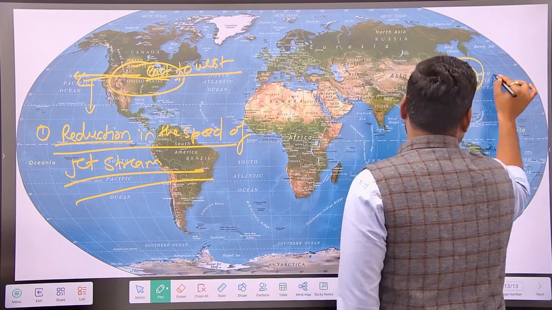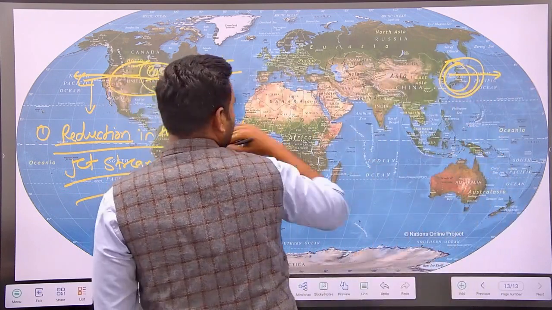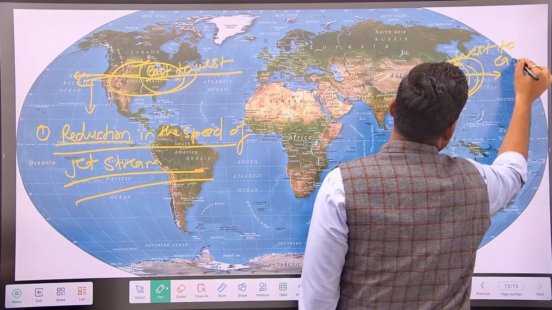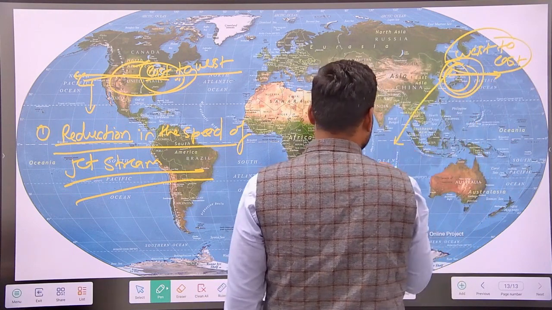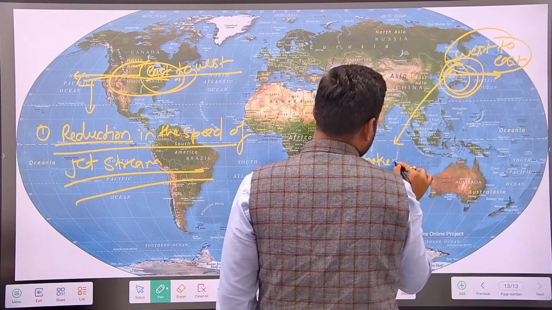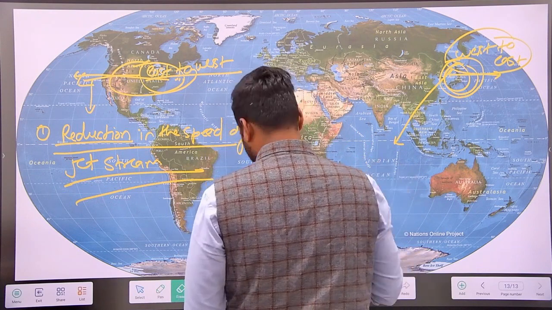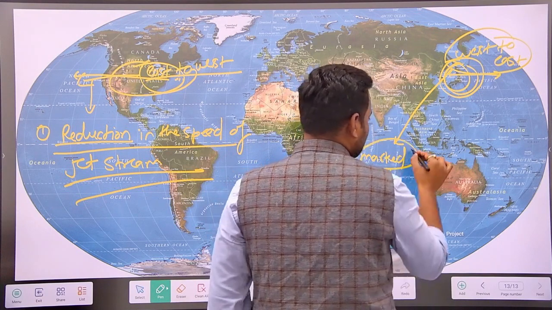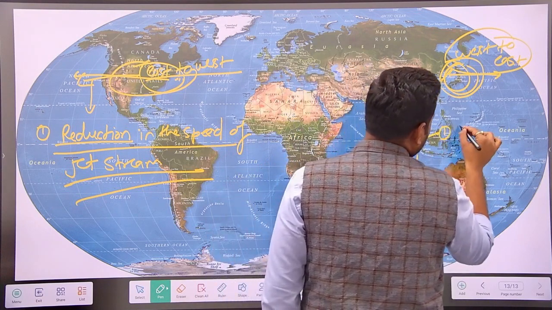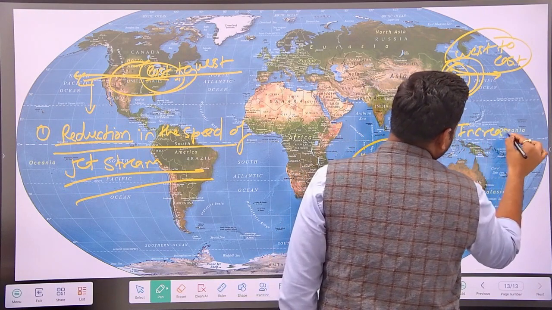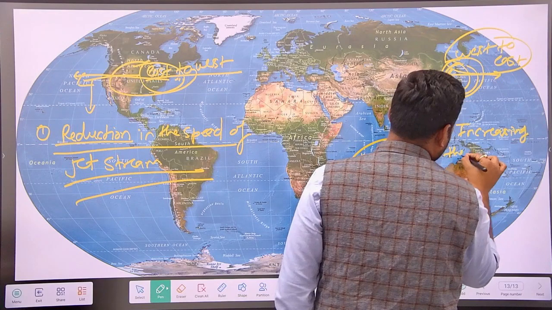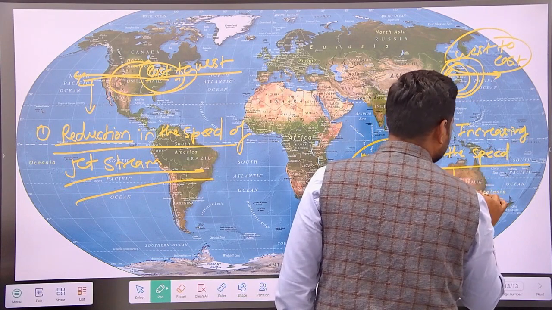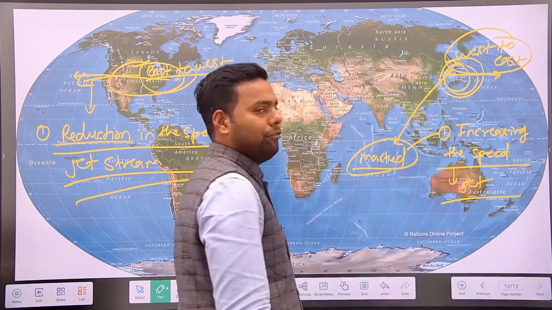But when the jet bomber went back to its destination, from Japan west to east, there were also marked changes. What are the changes? There is an increase in the speed, or the velocity, of the jet from west to east.